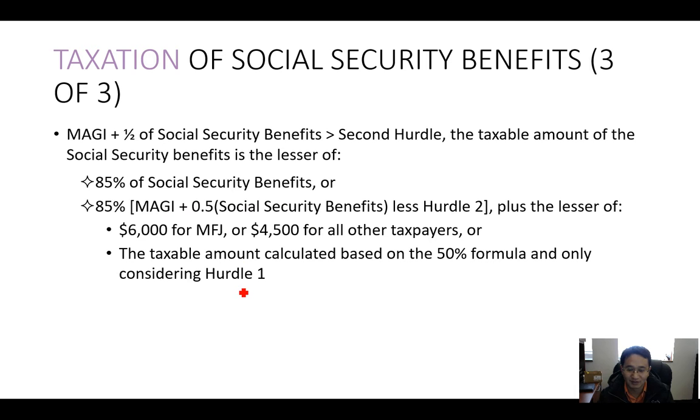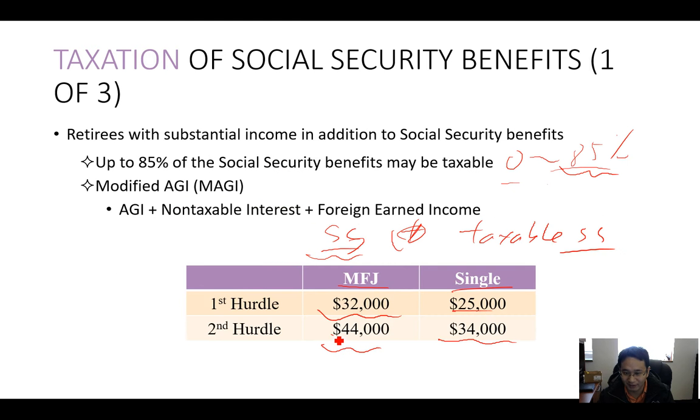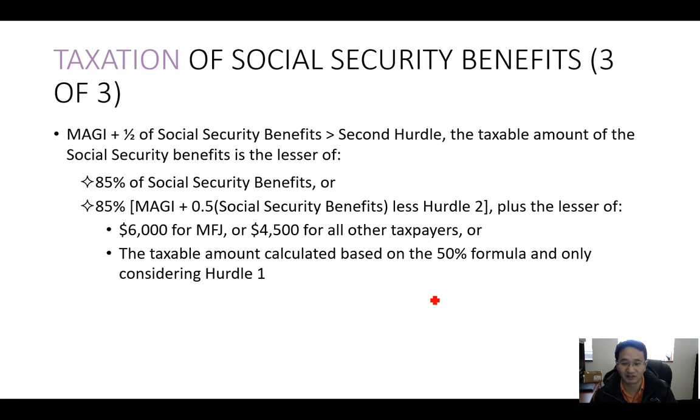Basically, if you make more than this, very likely 85% of that will be included in your taxable income. If you are less than this, then none of that will be included in your taxable income. If you're in between, it will be in between too. So they have some rules available.